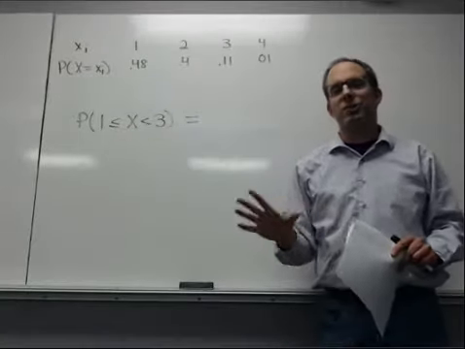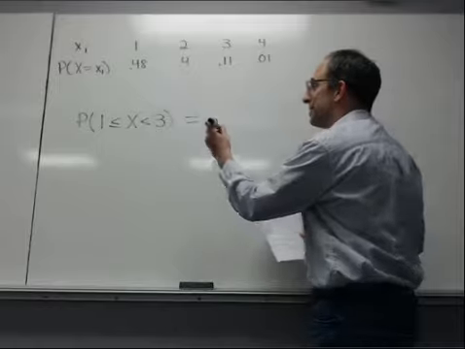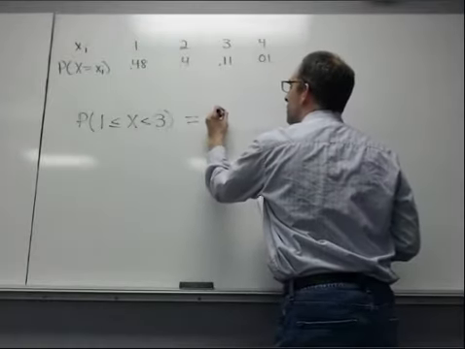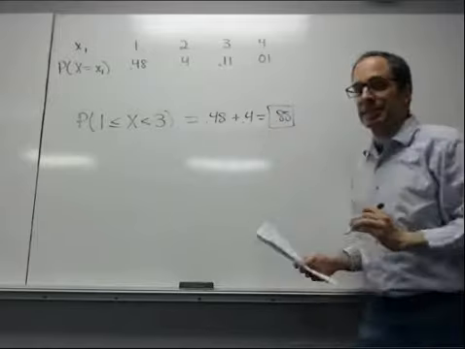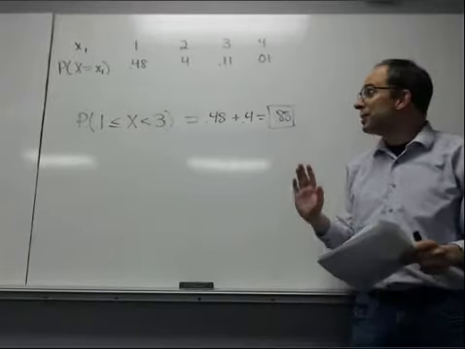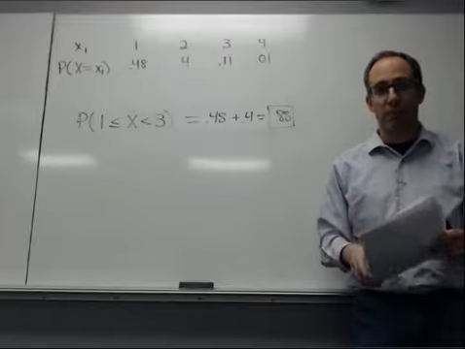So 1 is going to work, 2 is going to work. You just have to add their probabilities together. So 0.48 plus 0.4, you get 0.88. That's the answer. And that's about it. So compound probabilities, not too bad.